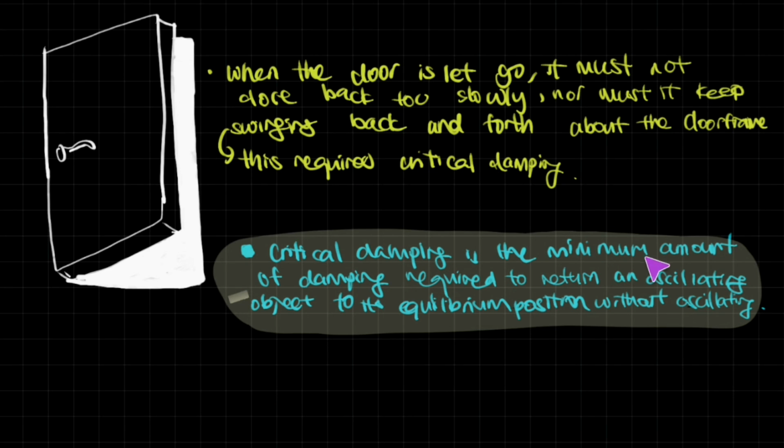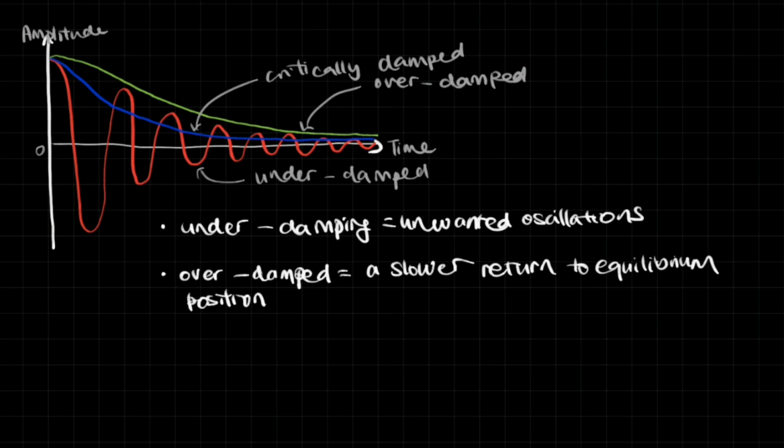Critical damping is the minimum amount of damping required to return an oscillating body to its equilibrium position without oscillating. But it's the minimum amount, which means that it's not too much damping, so it won't take a very long time. So here are the different types of damping. Let's say that this is underdamped. So it keeps oscillating back and forth, and if your door oscillates like this, it'll be very annoying.